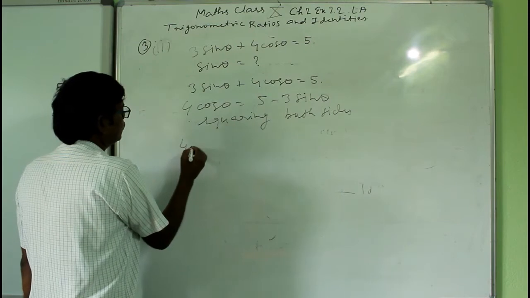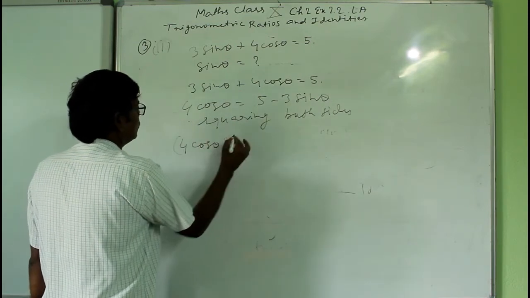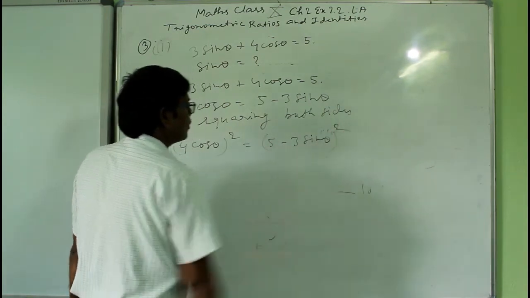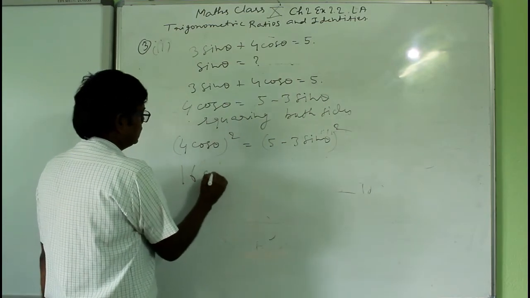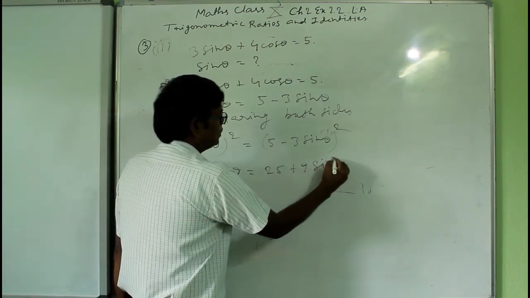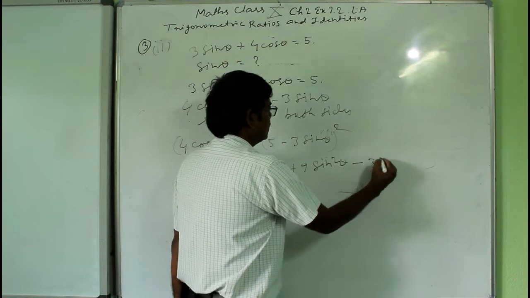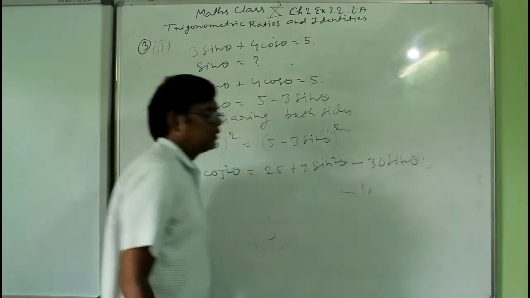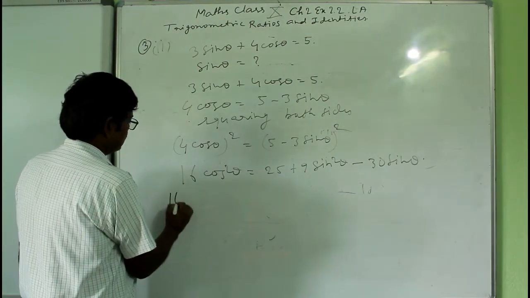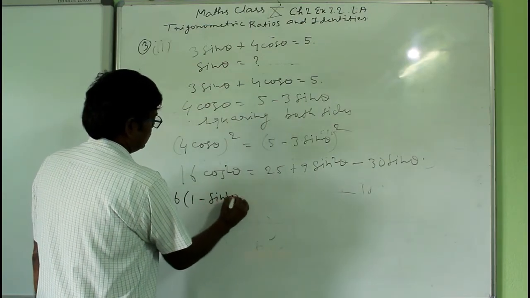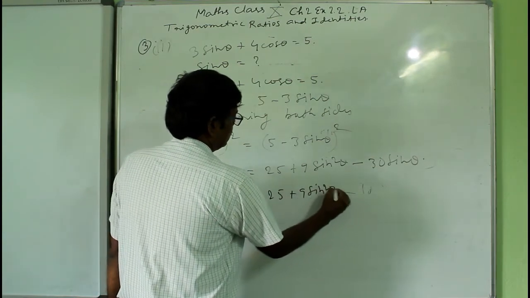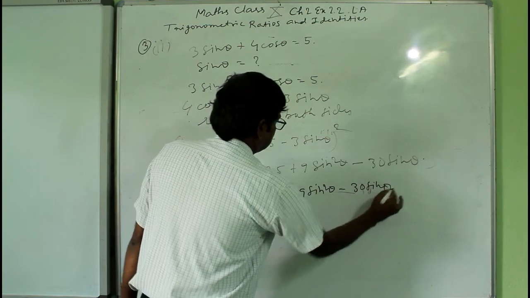It will be here (4 cos theta) whole square equal to (5 minus 3 sin theta) whole square. Then this will be 16 cos square theta equal to 25 plus 9 sin square theta minus 30 sin theta. So now you write that 16 (1 minus sin square theta) equal to 25 plus 9 sin square theta minus 30 sin theta here.